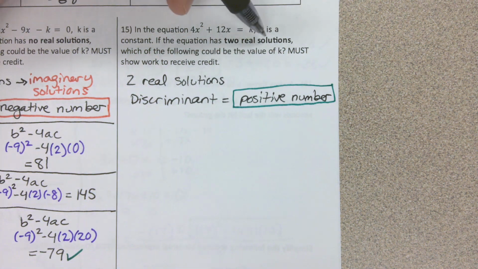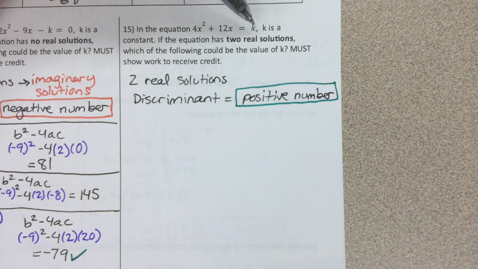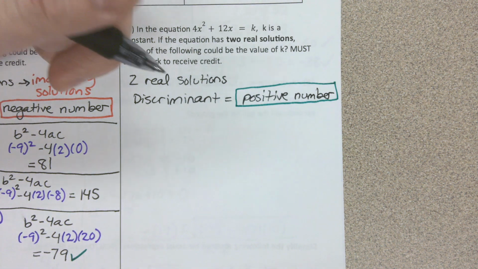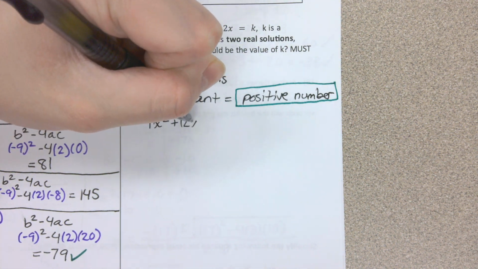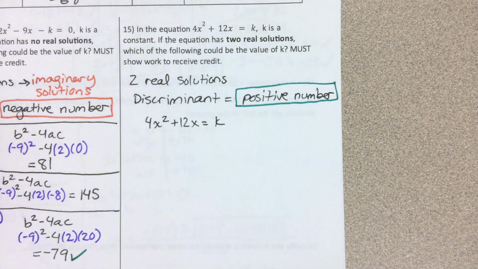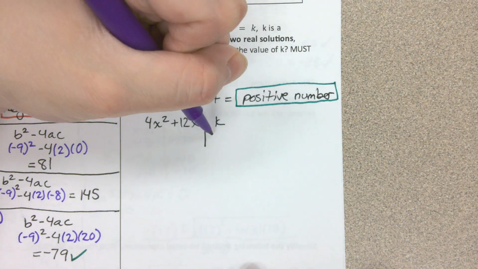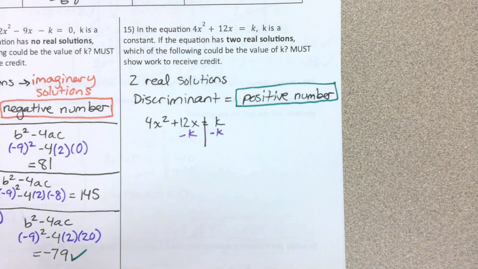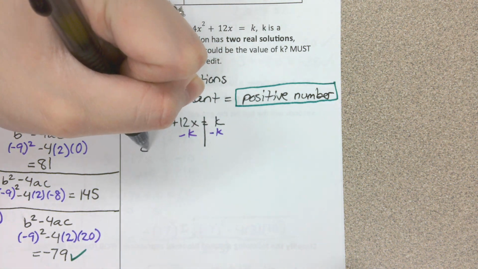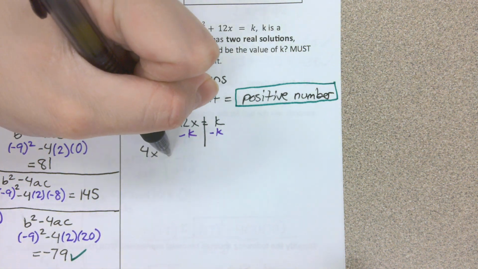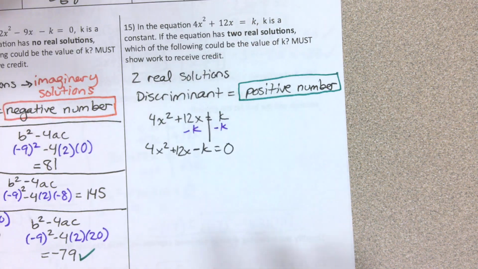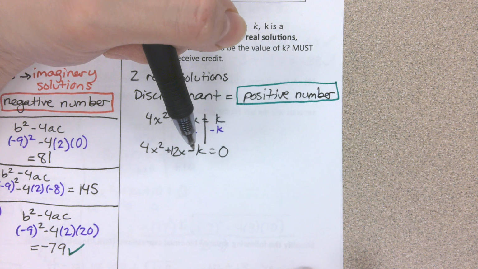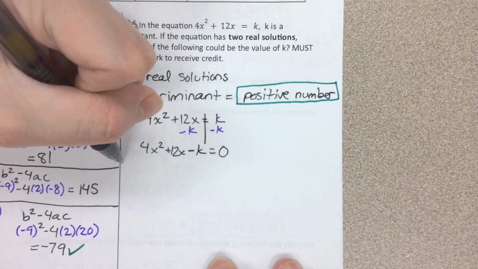Now before I get started, this is not equal to 0, so I have to do something else before I can start. 4x squared plus 12x equals k. Just like any other problem, I need this equal to 0 first. So we're going to minus k. 4x squared plus 12x minus k equals 0. So this is what I'm going to be plugging into when I am solving.